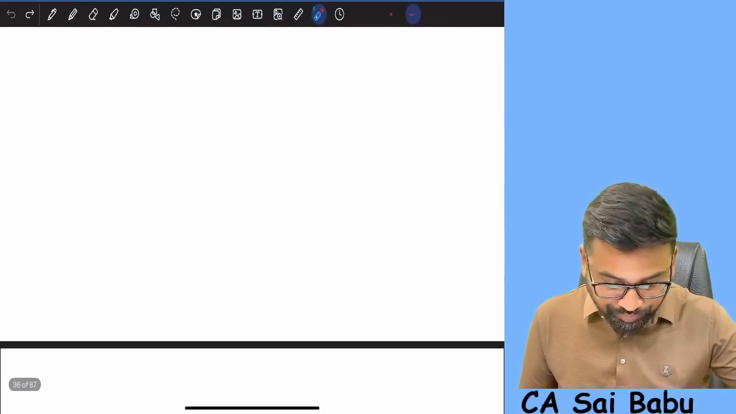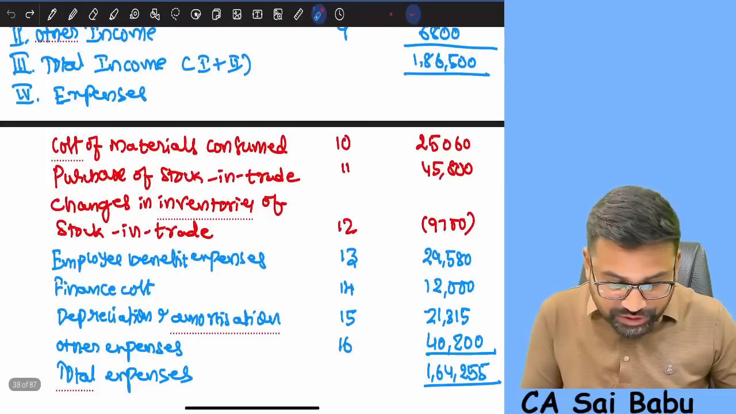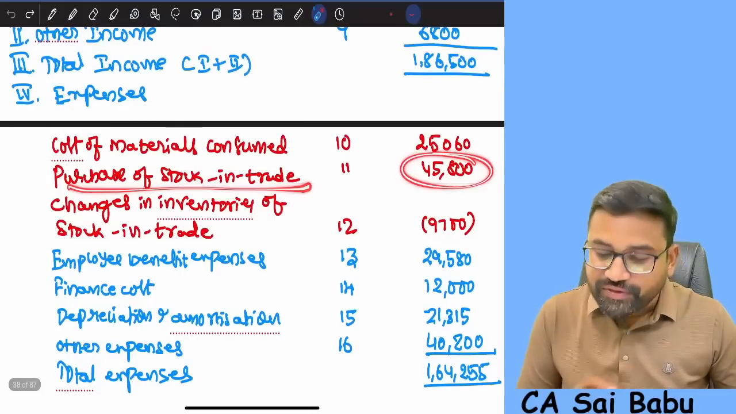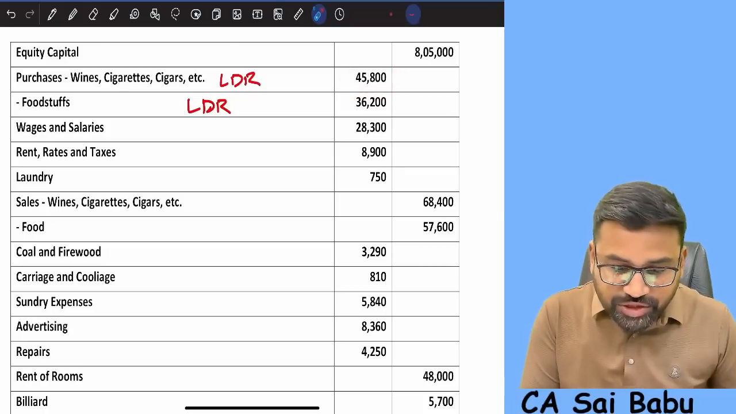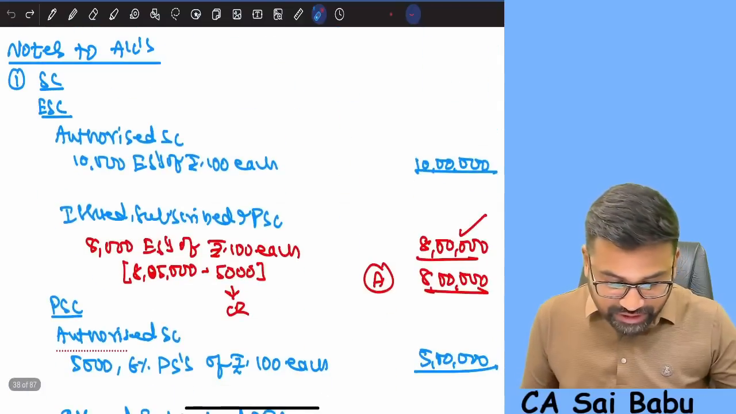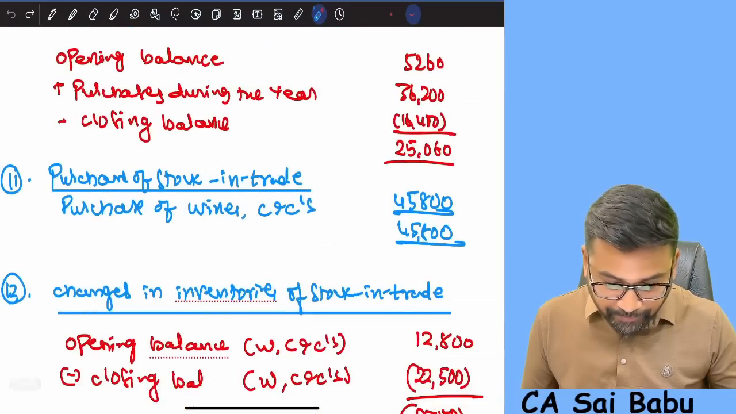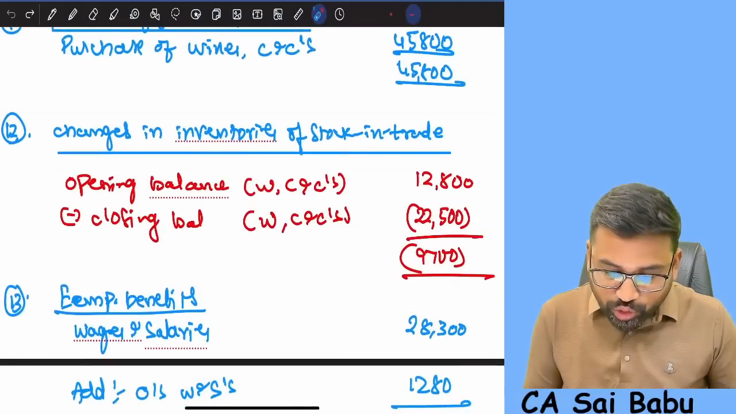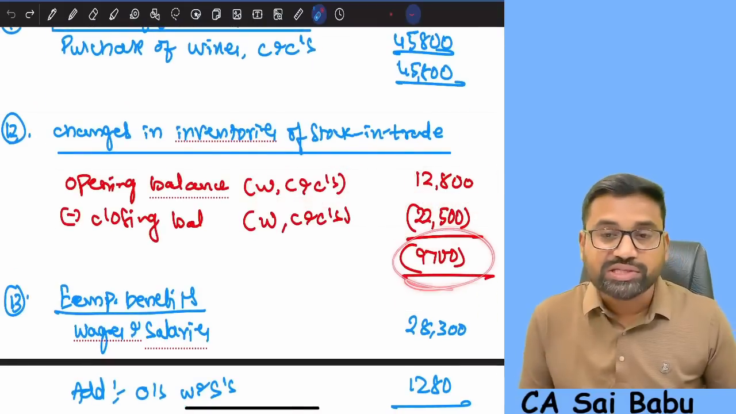I will show you. See this, when you are preparing this purchase of stock in trade, see 45,800. What is this 45,800? This one. And the difference between the opening and closing is shown as change in inventories of stock in trade. So the presentation, see this: opening balance of wine, cigarette, cigars, closing balance of wines, cigarette, cigars, 9,700.